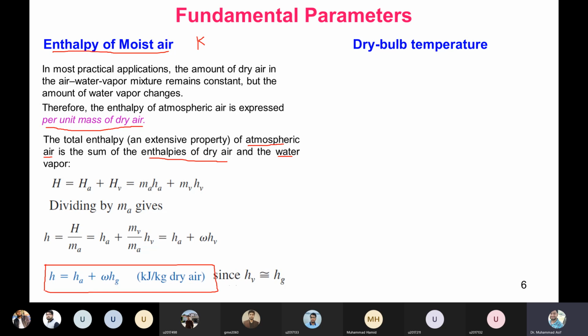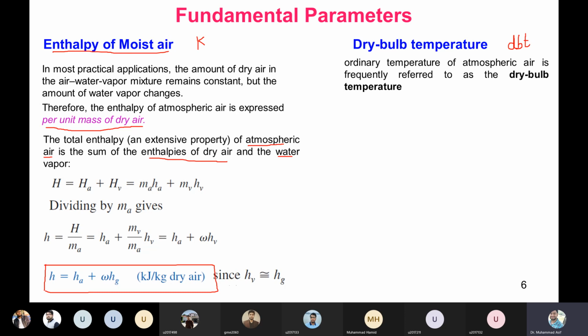Right? And then some of the temperatures that are used in the air conditioning process, one of them we call the dry bulb temperature. Shortly, this is represented as DBT. I mean, we'll not write down the complete term all the time. We'll just use the term DBT, that means the dry bulb temperature. And you're familiar with the dry bulb temperature. This is basically the ordinary temperature of the atmospheric air, which is measured with the help of a common thermometer. It could be a manual thermometer or a digital thermometer. So that's called the dry bulb temperature.